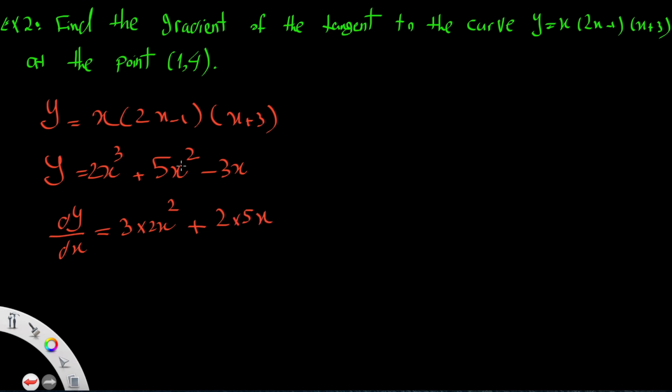So this function is multiplied by the power, which is 2. Then 1 is subtracted from the power, so it will be 1 minus 1. The power of x is 1, so it is multiplied by 1. So dy/dx will simplify to 6x squared plus 10x minus x to the power of 1 minus 1, which is 0. x to the power of 0 will be 1, so it will be minus 3.